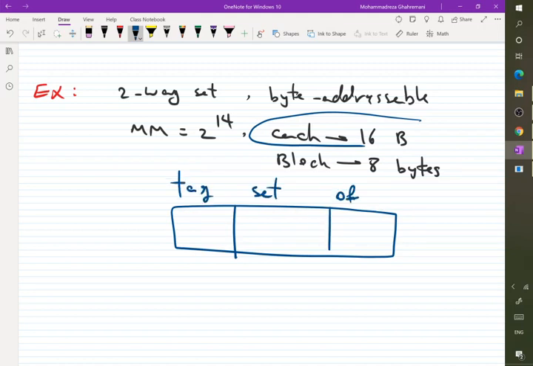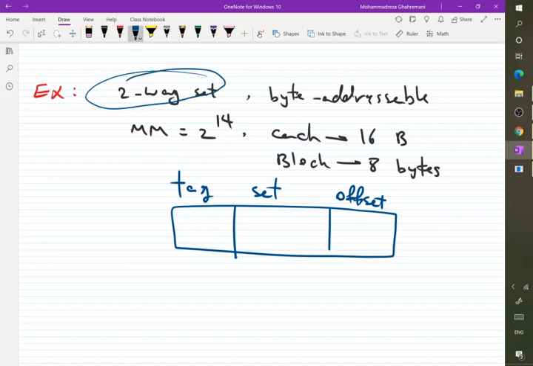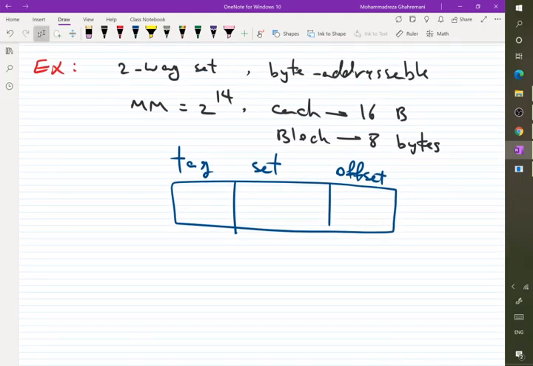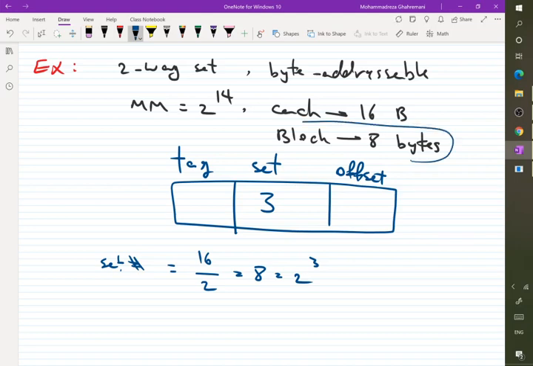set, and offset. Cache is 16 blocks, and each set has 2 blocks, because it's two-way set associative. So the number of sets is equal to 16 over 2, which is 8. So we have 2 to the power of 3 sets. So set is 3 bits.